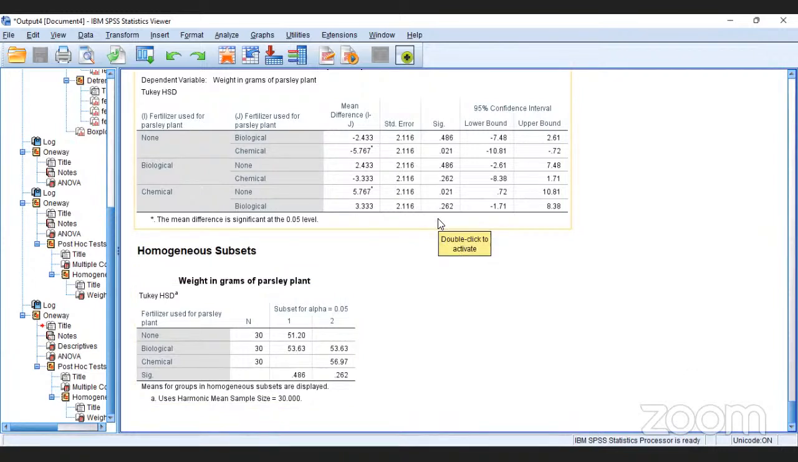We can either classify the two groups so that chemical and biological go together, or biological and non-fertilizer category go together, depending on what we are very much interested in. But the group with the highest weight is the chemical. The least weight comes from what? The non-fertilizer category. Ladies and gentlemen, be clear.